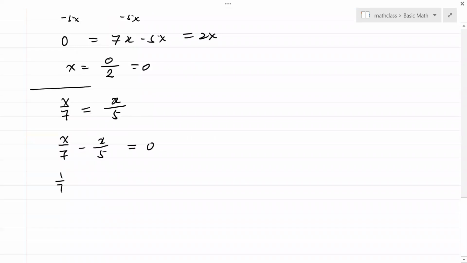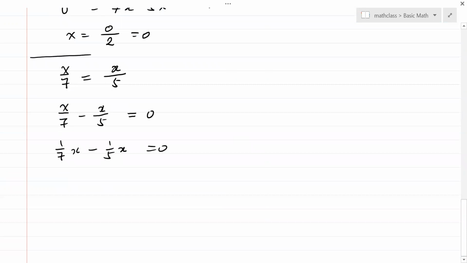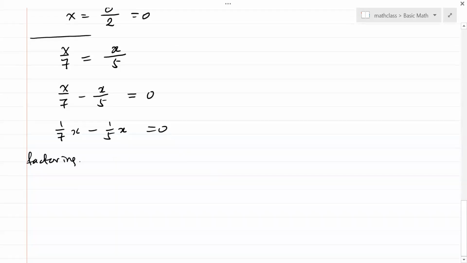1 over 7 is just a number, so it's times x, right? And here, 1 over 5, it's also x. Now, next step is what we call factoring. There's a common x here, you can take it out. So it'll be (1 over 7 minus 1 over 5) x equals 0.